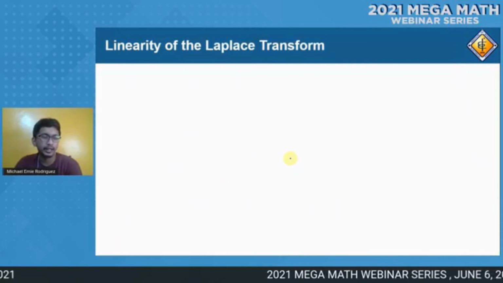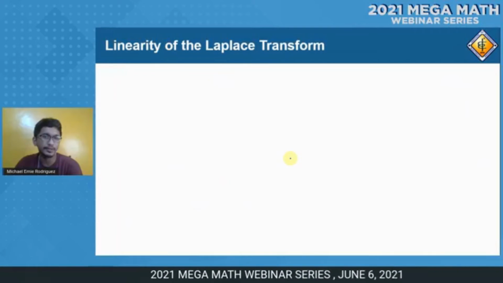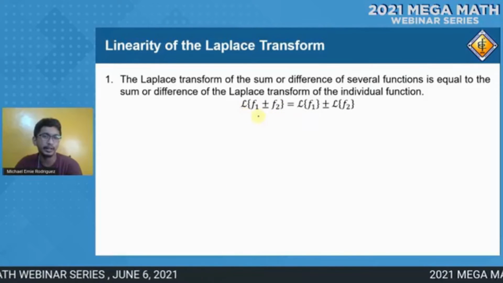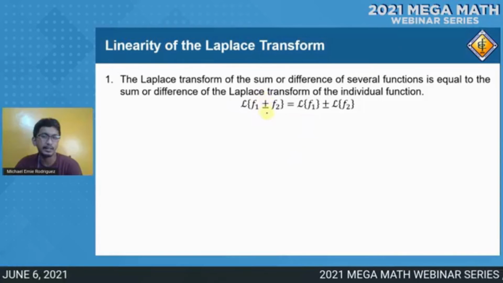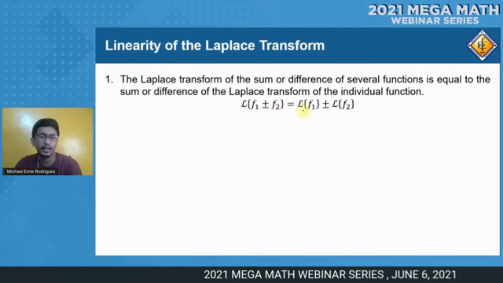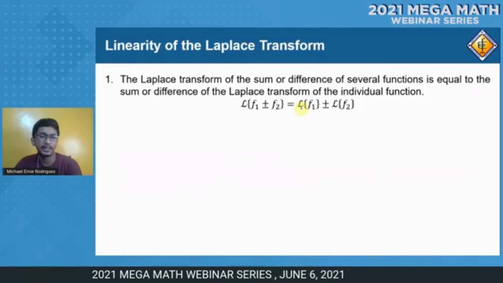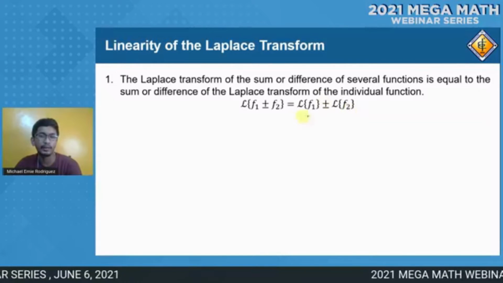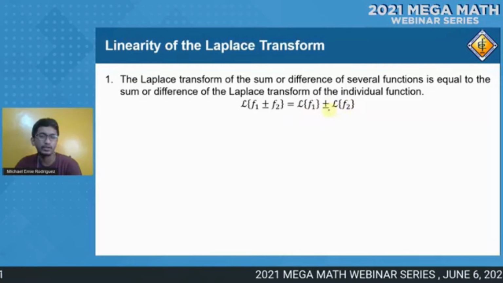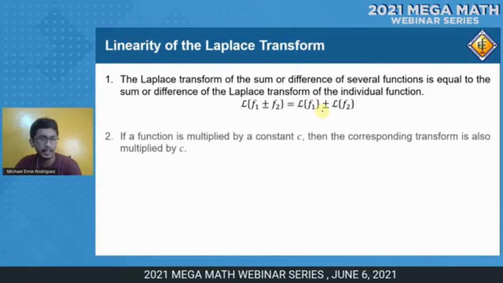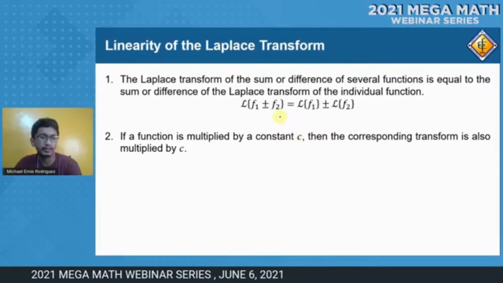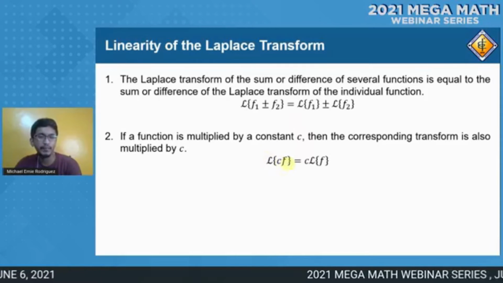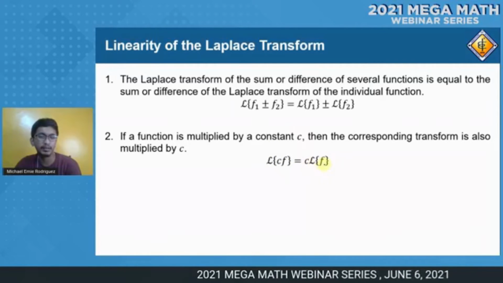And then, discuss ko na rin yung ating linearity of Laplace transforms. So, ito, first property ng linearity is if you have a sum or difference of several functions, you can separate them. So we have Laplace transform of f1 plus or minus Laplace transform of f2. So pinaghiwalay natin yan kapag plus or minus. Okay? Yung ating operator. And then, pag may constant c naman, okay? So we have the Laplace transform of c times f. So pwede rin ilabas yung c. So we have c times the Laplace transform of f.